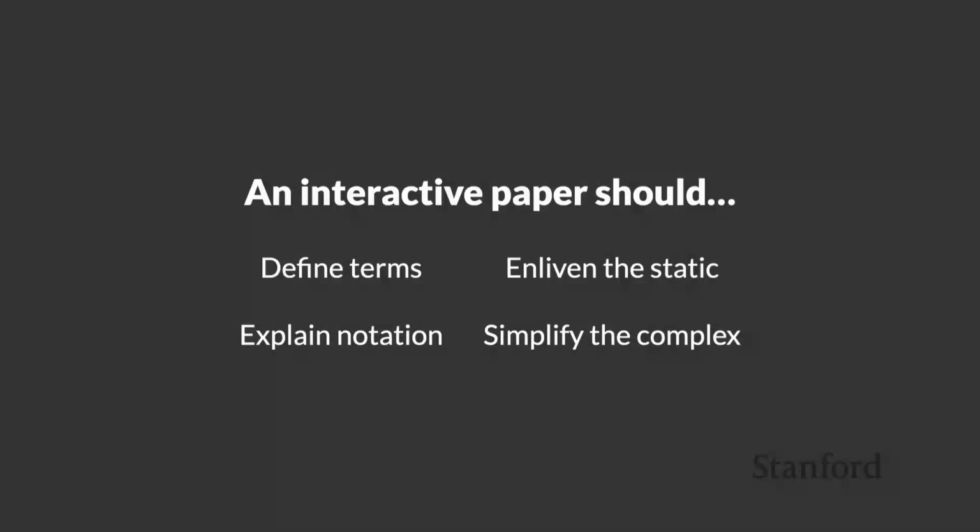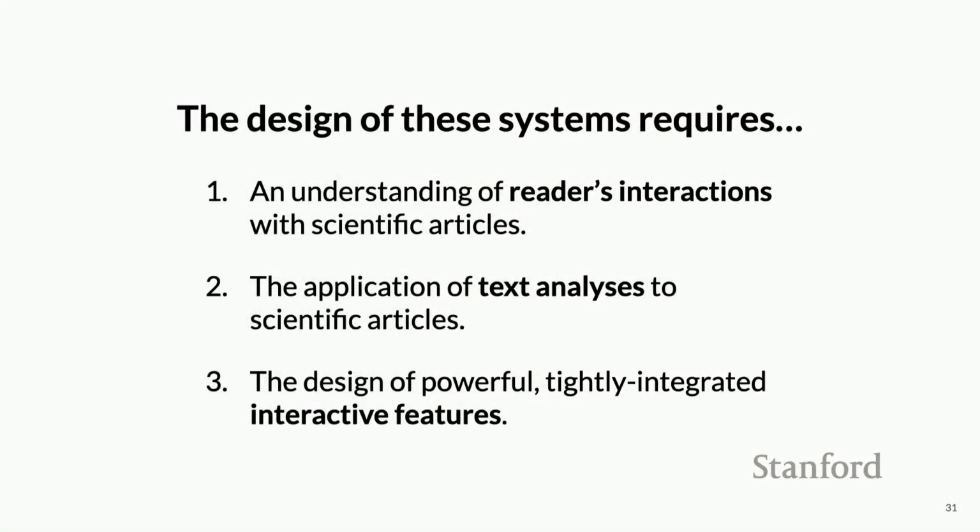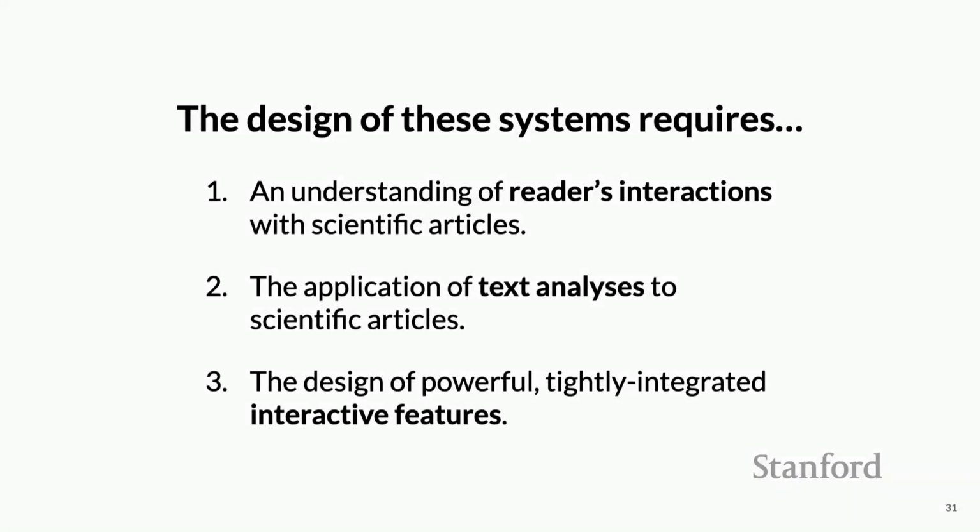So that's the basic set of affordances that I'll be talking about today. And while talking about these, I'll be talking about how, in order to arrive at these interactions and develop them in a satisfying way, we both need an understanding of readers' precise interactions with scientific articles. We also need to apply text analyses of various kinds to different representations of the scientific articles. And then we need to design powerful, tightly integrated interactive features within those articles.